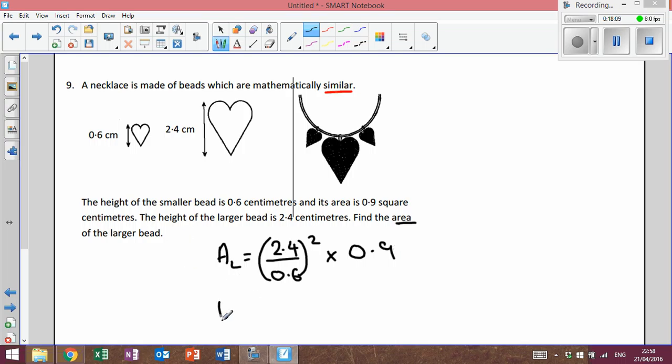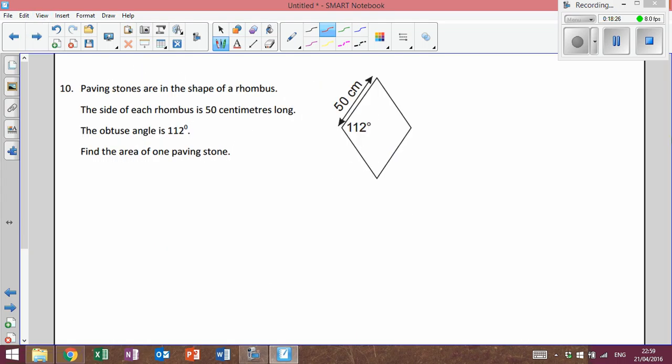Which is 14.4. So the area of the larger is 14.4 centimeters squared because it's the area. One mark for your scale factor, one for knowing to square your scale factor, and one for multiplying it through.